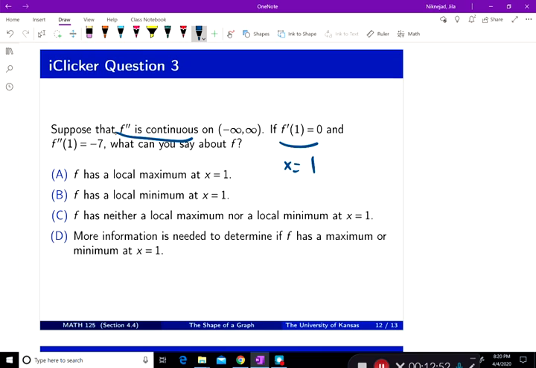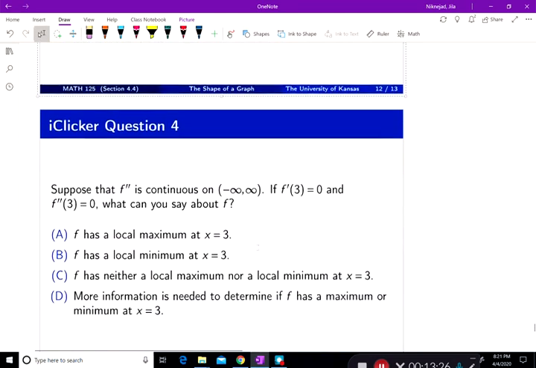Now, let's look back over here. It also tells me that f double prime of 1 is a negative value. So f double prime of 1 is less than 0. And so when I know f double prime of 1 is less than 0, I know I will have a frowny face, and therefore there has to be a local maximum at x equal to 1. The second derivative test is satisfied, therefore a local maximum there.